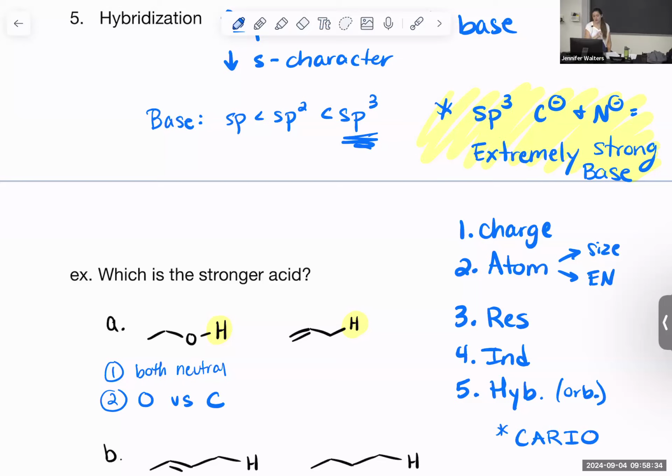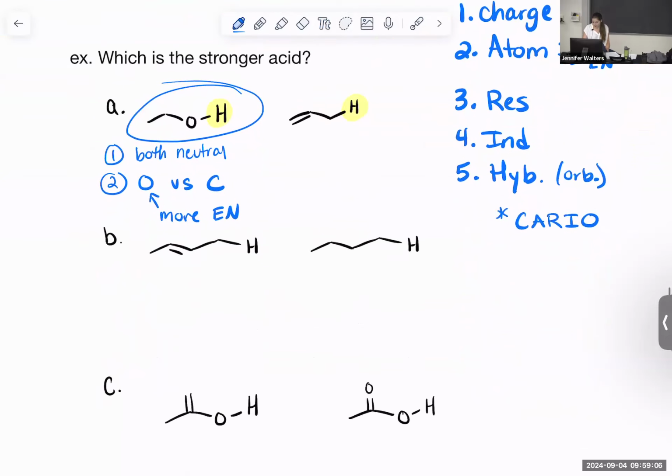So which factor do I use then? Size or electronegativity? Electronegativity, same row is electronegativity. So then do I want the more electronegative atom or less electronegative atom for the stronger acid? More electronegative. So oxygen is more electronegative. So then that is my stronger acid. You go factor by factor until you find the difference. When you find the difference, you stop. All right, so go ahead and do the next 2.